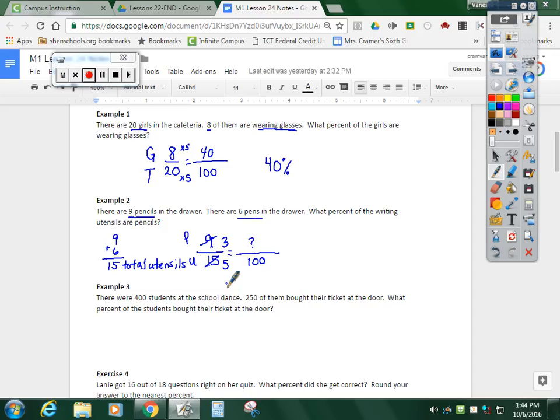Now that we've scaled this first fraction down, we can scale it up much easier because 5 times 20 is 100. 3 times 20 is 60. So 60% of the writing utensils in the drawer are pencils. Sorry about that, pencils. I'm going to clear these two and scroll down.